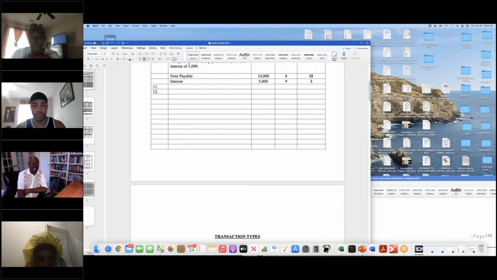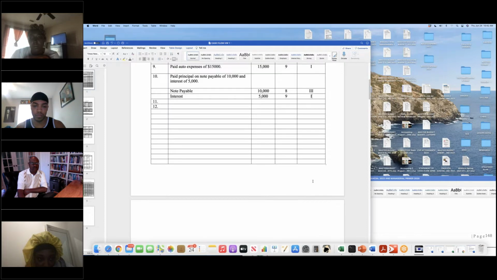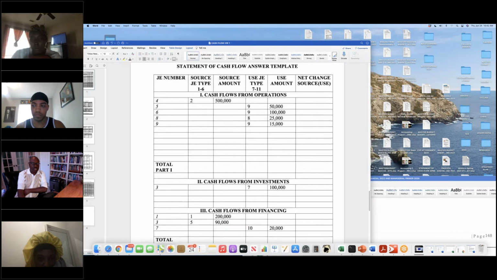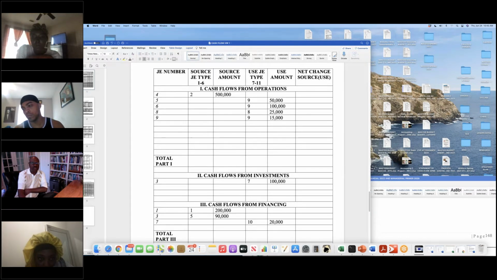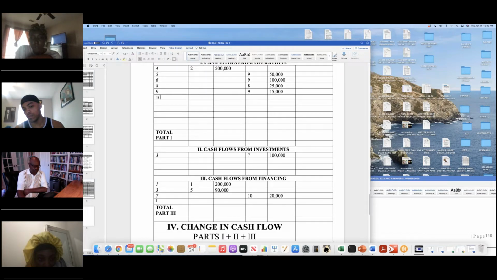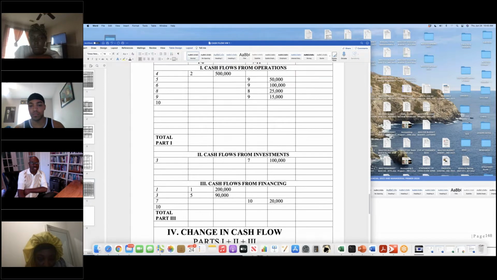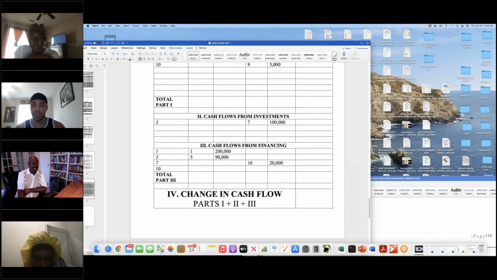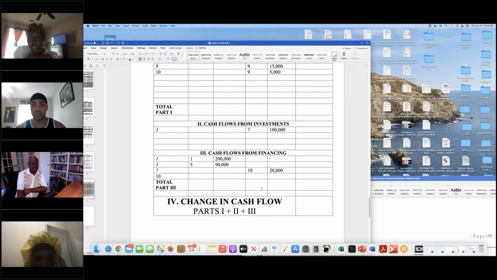So let's see if we can take care of transaction number 10. See, we finished. We're talking about transaction 10, which is 2 places. For the type 9 part, that was how much? $5,000. Yes. Then for the type 8 part, it was 10,000 for the type 3.